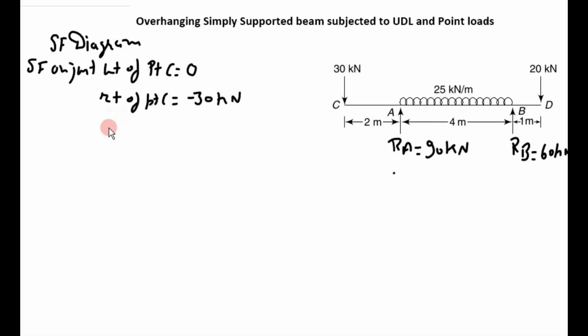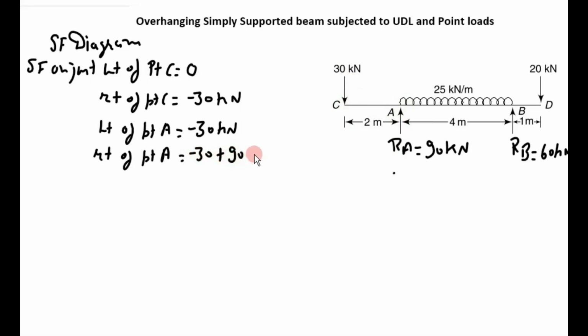The next one is point A. So take just left of point A. Place your finger just left and sum up all leftward forces. Again there is one force, minus 30 kilonewton. Next is just right of point A. Place your finger just right and sum up all leftward forces. So minus 30 plus 90, it becomes 60 kilonewton.